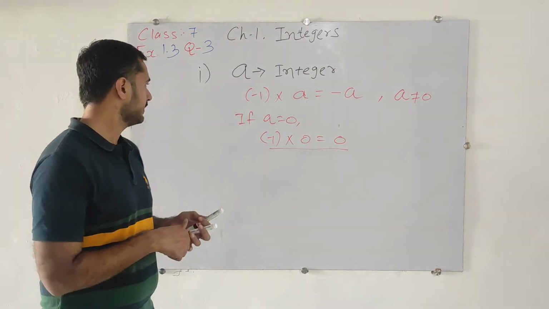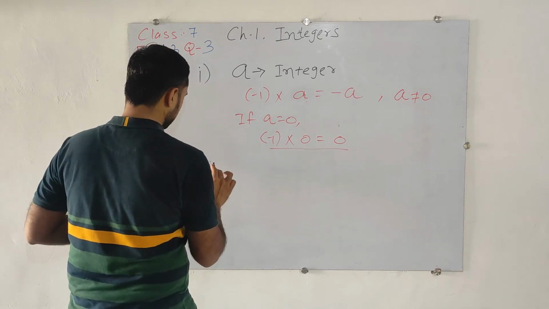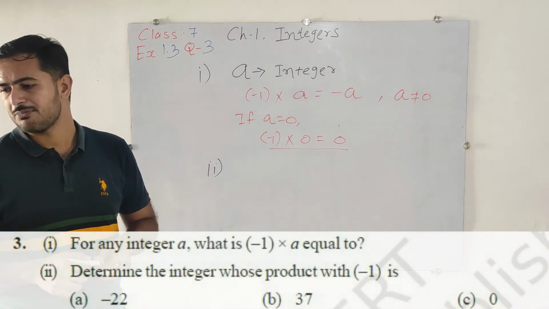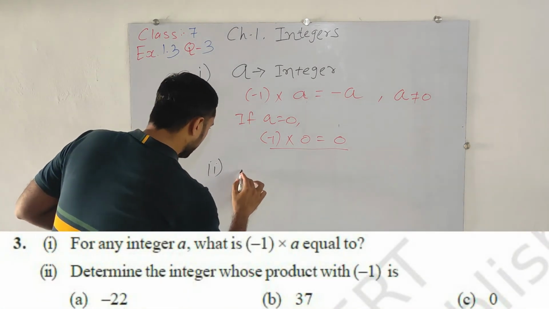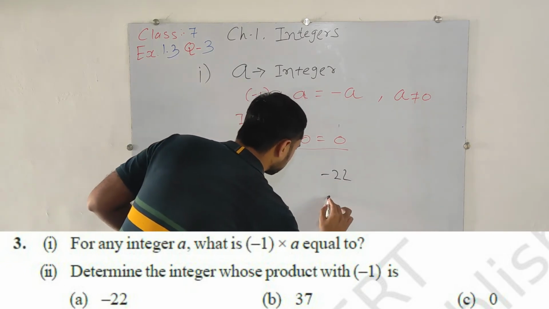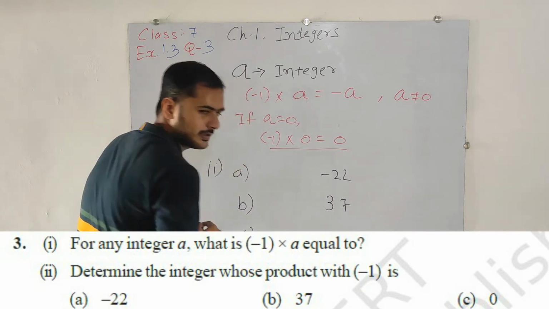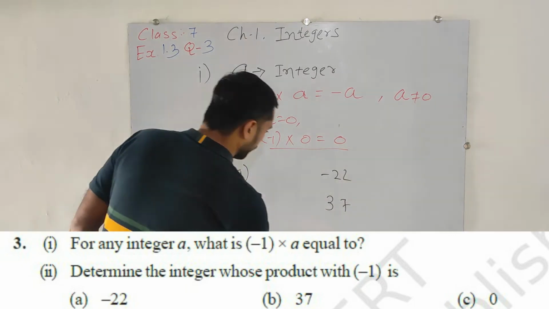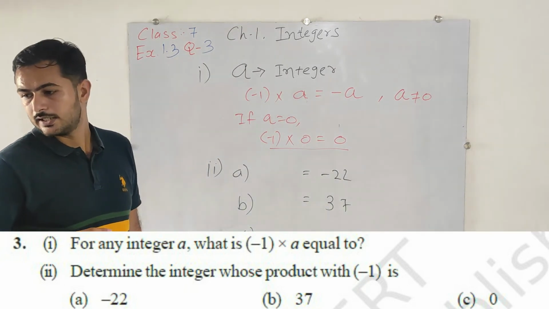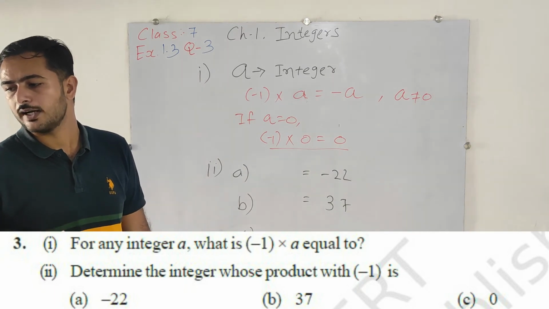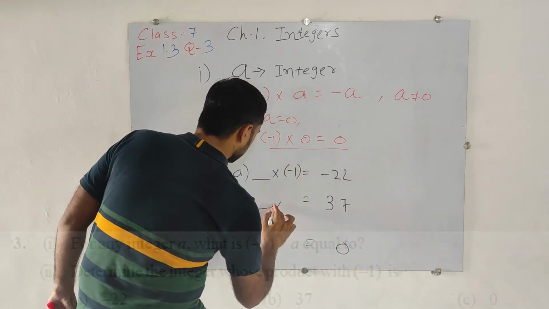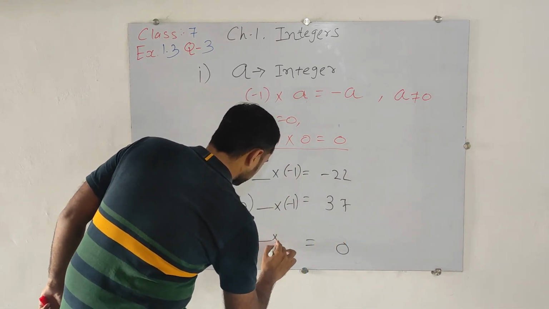Now in the second portion, we have some different numbers. There are totally 3: A, B, and C. In A, we have minus 22, B is 37, and C is 0. And the question is: determine the integers whose product with minus 1 should be these answers.